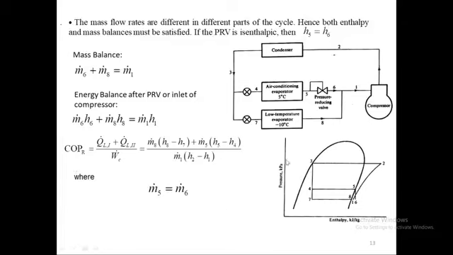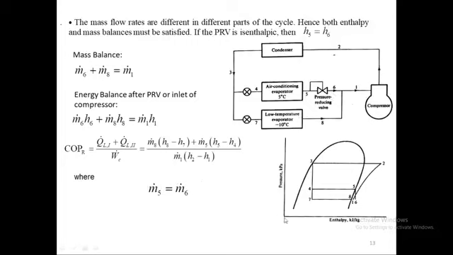And the COP of the total system will be equal to the cooling produced in the low pressure evaporator, Q dot L1 and Q dot L2, divided by the work of only one compressor. So M dot 8 times H8 minus H7 is the refrigerating effect produced by this low temperature evaporator, plus M dot 5 times H5 minus H4, which is the refrigeration produced by this evaporator, divided by the work required by the compressor, which is m dot times H2 minus H1. And m dot 5 is equal to m dot 6.